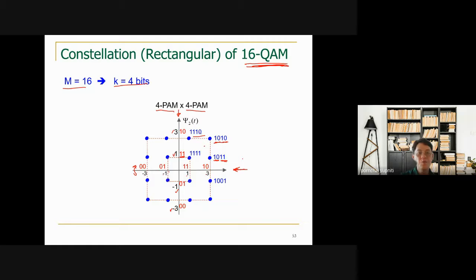When we say two neighboring symbols, we're talking about these types of symbols that are next to each other. We're not talking about these diagonal symbols, because the distance here is longer than the distance here. Let me erase this diagonal distance for you.